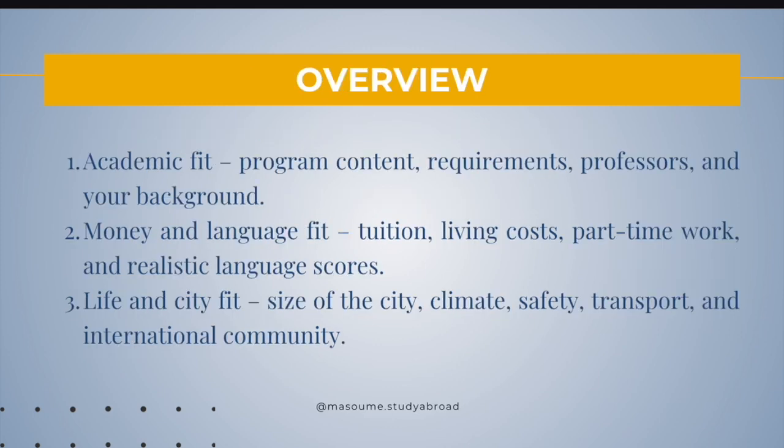So these are 3 ways to choose the right universities to apply to: academic fit, program content, requirements, professors, and your background; money and language fit, tuition, living cost, part-time work, and realistic language scores; life and city fit, size of the city, climate, safety, transport, and international community. Don't choose universities only by name or ranking. When you combine these 3 fits, you create a smart list that matches your real situation.